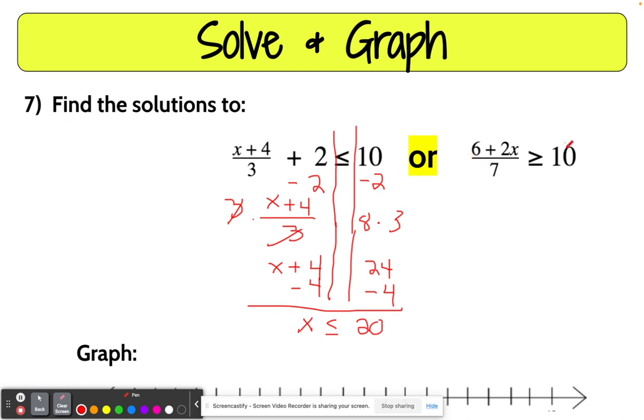Guessing that this is going to be an even bigger number on this one, because I have an OR. So first thing I'm going to do is multiply both sides by 7. I'm going to get rid of this denominator, multiply by 7. Have this cancel. 6 plus 2x is greater than or equal to 70. Let's subtract 6 from both sides.